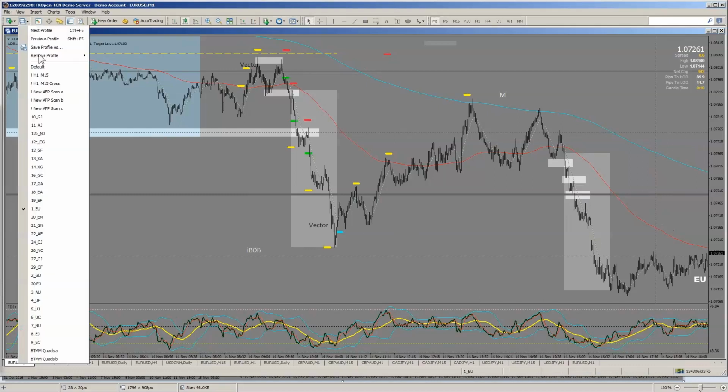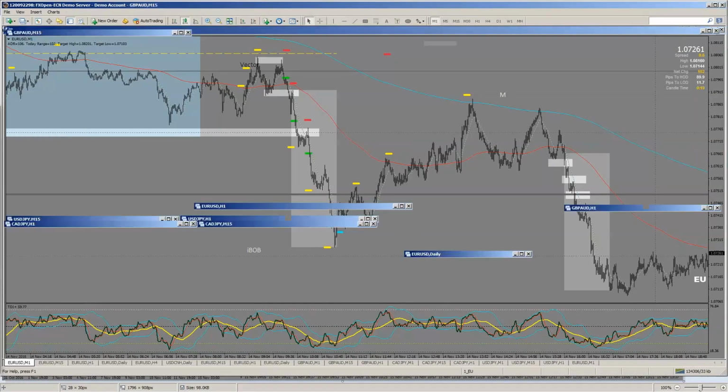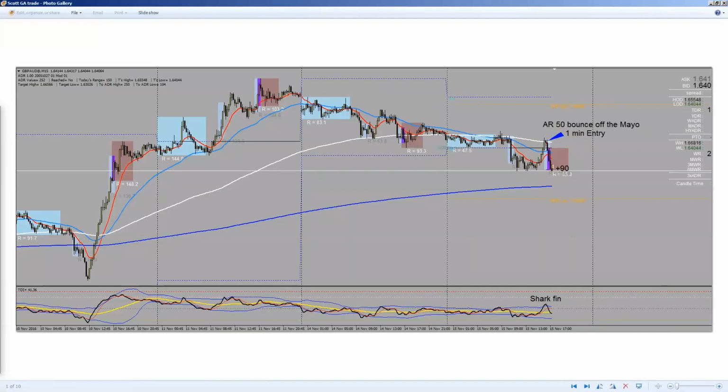Okay, well, let's finish her off with Scott's trade. We'll reopen Scott's trade. I'll show you Scott's trade on the 15-minute at first.